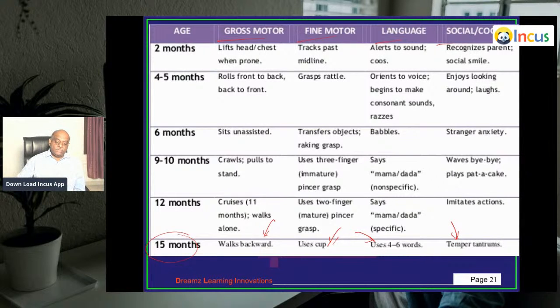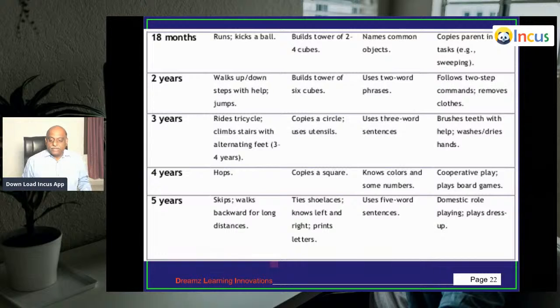They're all 15 months. At 9 to 10 months, he crawls, pulls to stand, says Mama Dada which is non-specific, uses the 3-finger pincer grasp. He waves bye-bye, plays pat-a-cake. So these are the things about the developmental milestones. Definitely a question that will be asked. Similarly, 18 months, 2 years, 3 years, 4 years, 5 years, you should be very sure.